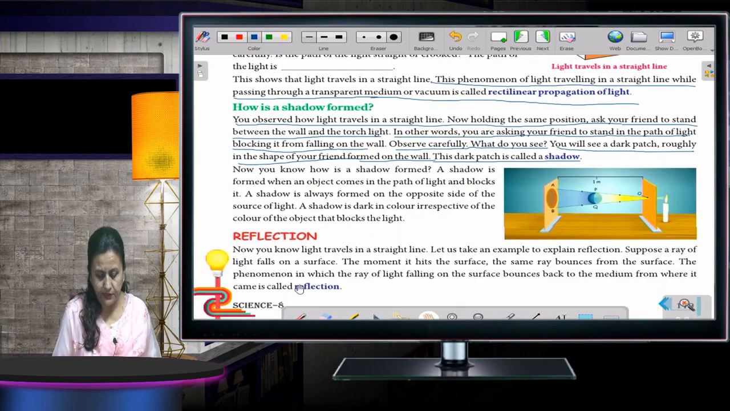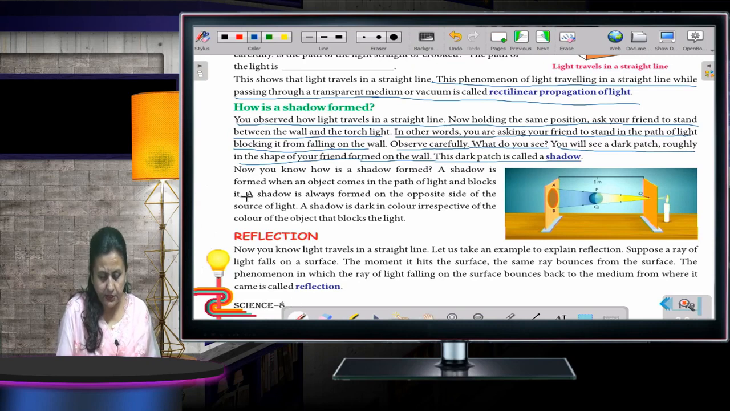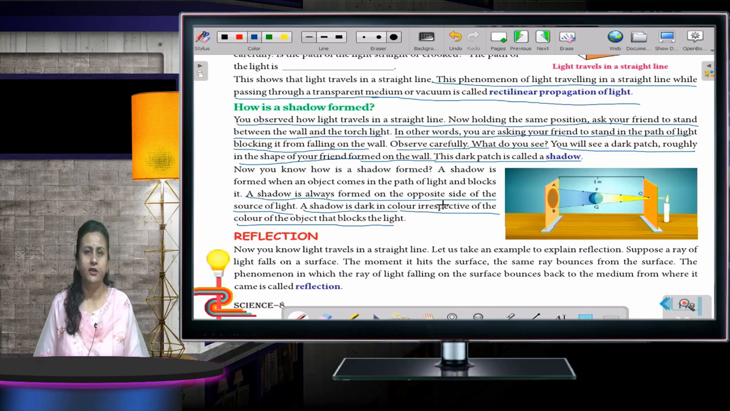Here, a shadow is always formed on the opposite side of the source of light. A shadow is dark in color irrespective of the color of the object that blocks the light. Now we'll talk about what is reflection.